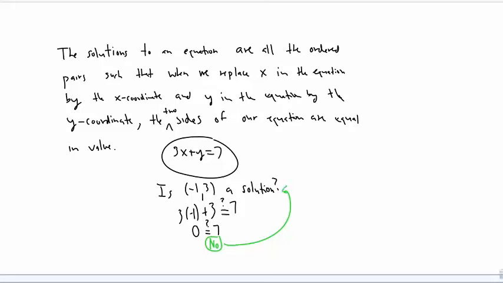How about 2, 1? X gets replaced by 2, y gets replaced by 1, and is the left-hand side then equal to 7? The left-hand side will be 6 plus 1. Is that equal to 7? 6 plus 1 is 7. So this is a solution.